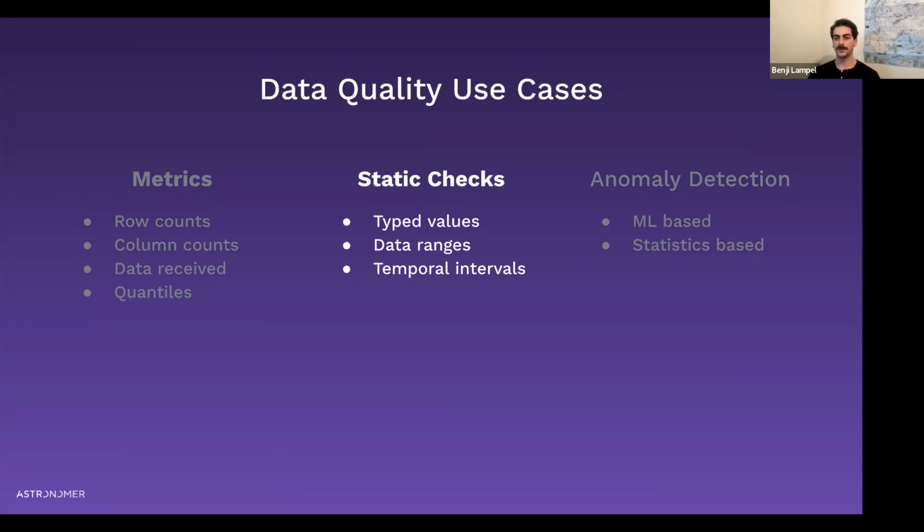Finally, there's anomaly detection, which again, we're not going to go into really at all in this webinar, but these can be machine learning based or statistics based. And essentially what you're trying to do is, for a set of data that's coming in, you have some sort of idea of what that data should look like. And if any new data points look sufficiently unlike the data that you had before, you get an alert about it.